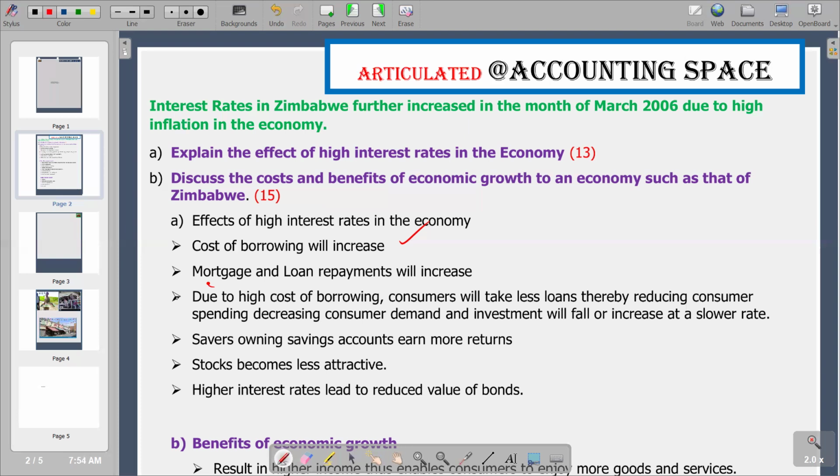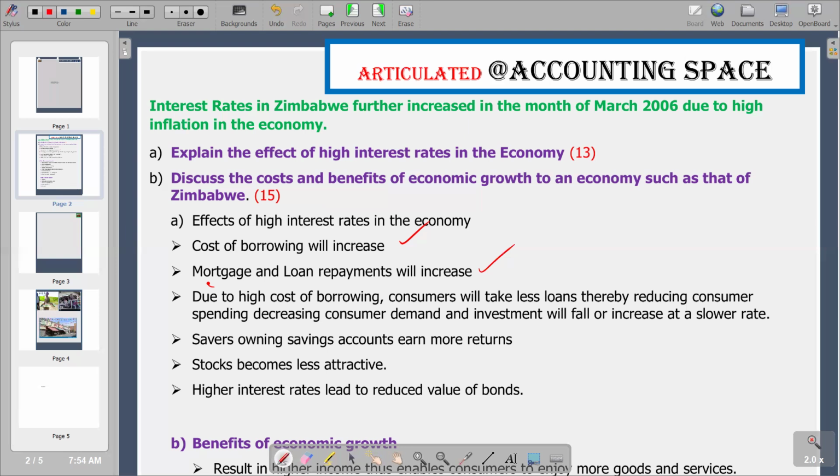And then on the next point, in terms of the effect of high interest rates in the economy, we have that due to high cost of borrowing, consumers will take fewer loans, thereby reducing consumer spending, decreasing consumer demand, and investing at a slower rate. So basically, we are saying that due to high cost of borrowing, we are going to see a reduction in consumer demand in the economy. So that's another effect that we can talk about.